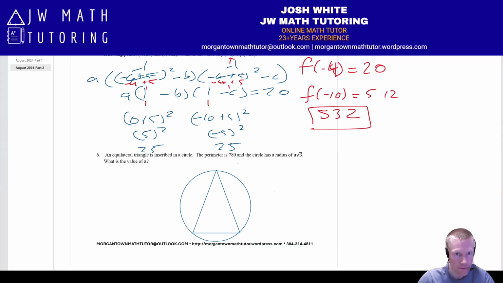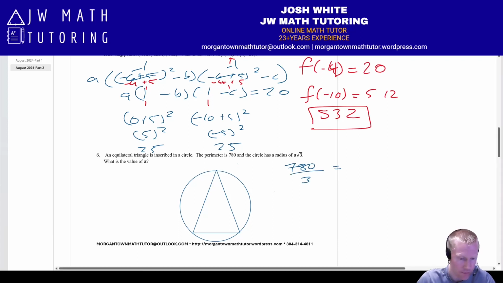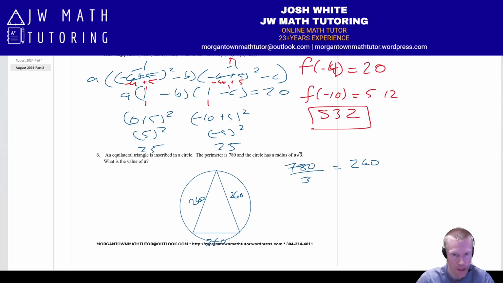So we know that the total perimeter is 780. Okay, so we can divide that by 3, and that's going to give us 260. So that means each side of this triangle is 260. They also tell us the circle has a radius of a root 3. So basically, here in the center of the circle, there's multiple ways you could draw or divide this up, but here's a radius and here's a radius. Ignore the poor drawings, of course. This is a root 3, this is a root 3.